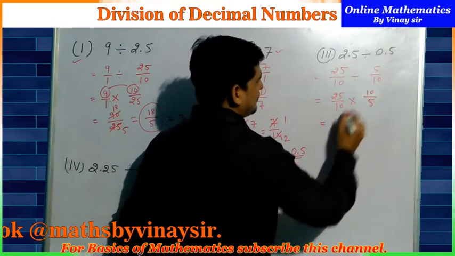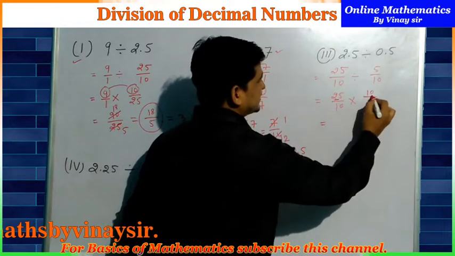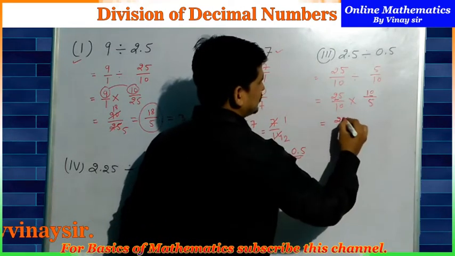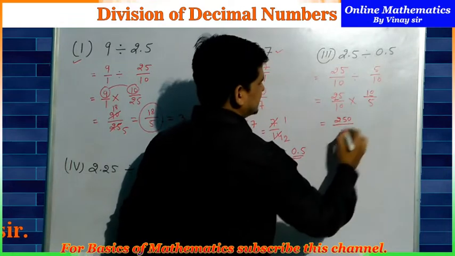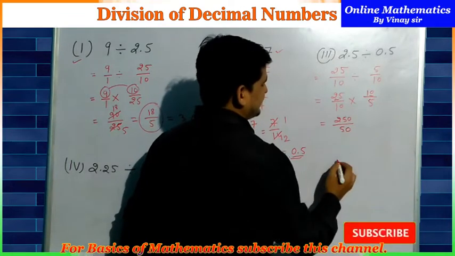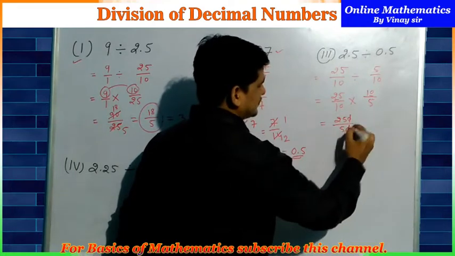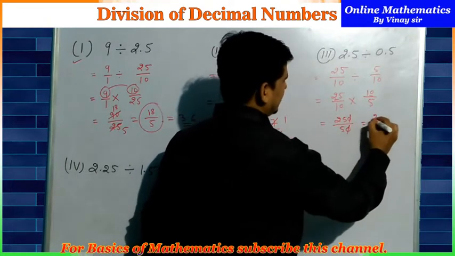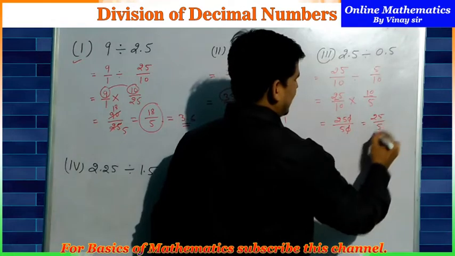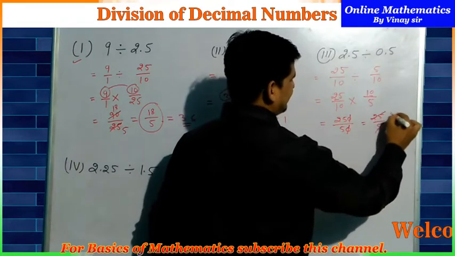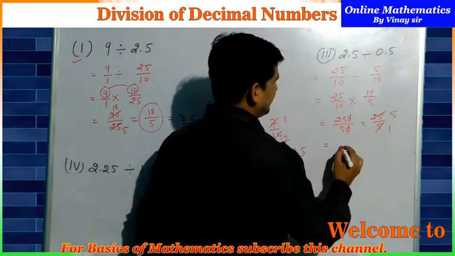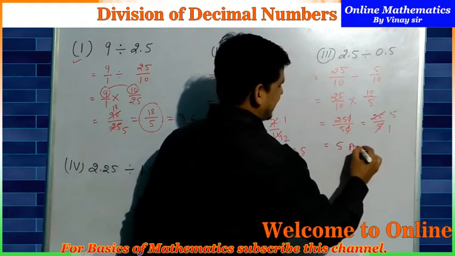Simply we have to multiply numerators. Numerators will be multiplied and we get 250. Denominators will be multiplied and we get 50. You can see both the numbers are divisible by 10. So this 0 and 0 will be cancelled and we get here 25 upon 5, where 5 ones are 5 and 5 fives are 25. So simply we got here 5 as answer.